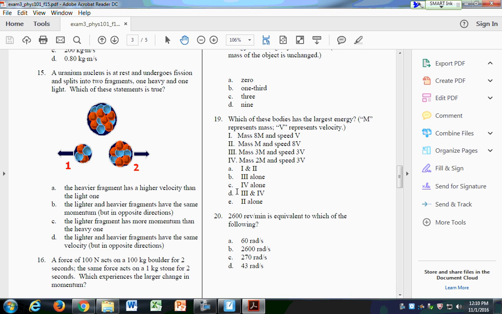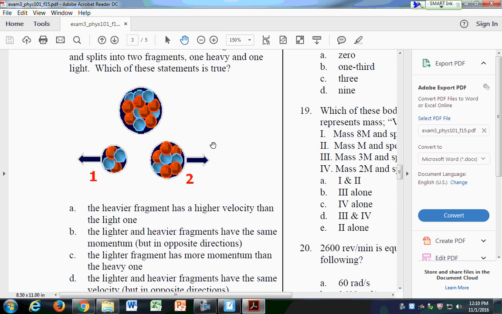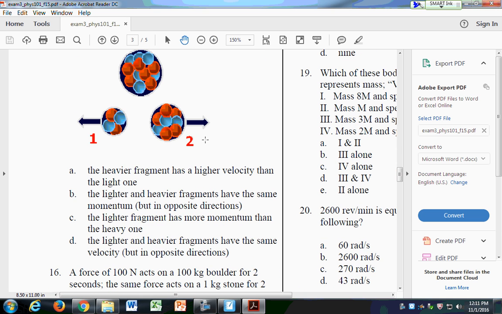This should be in the back of your workbook. Number 15. You're going to see a problem something similar to this. Not exactly like this, but there were several questions like this in the concept test, and you should go into the concept test. The key here is that you have a uranium nucleus at rest, so no momentum. Then it splits into two pieces.